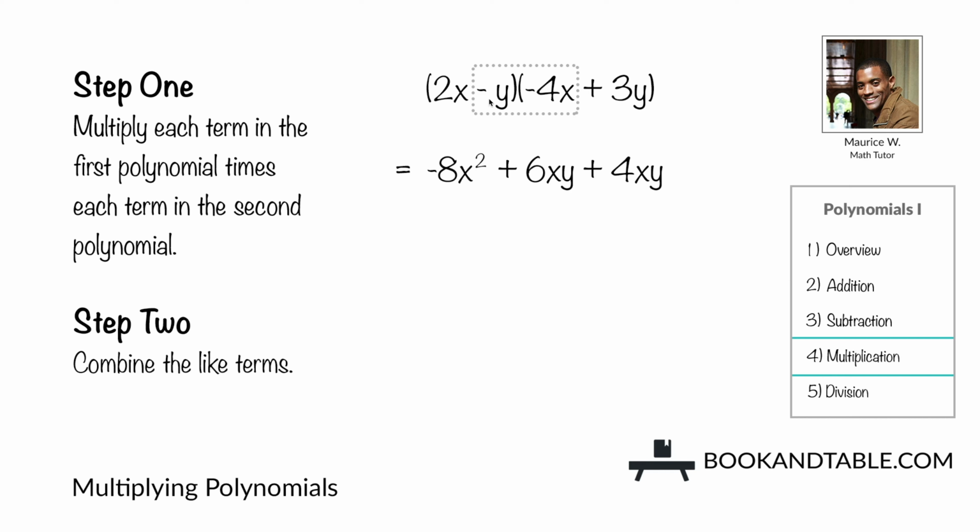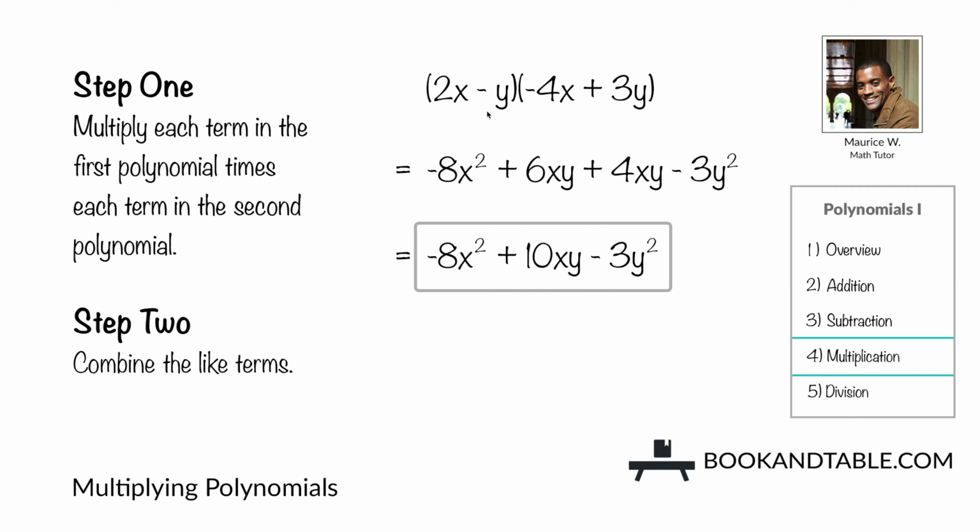Then we go to the next term, negative y, and multiply it times negative 4x, which would be positive 4xy. And then we have negative y times positive 3y, which gives us negative 3y squared. So after we've multiplied each term in the first polynomial times each term in the second polynomial, we get negative 8x squared plus 6xy plus 4xy minus 3y squared. And the second step, combine the like terms. So we have 6xy plus 4xy, which would give us 10xy.